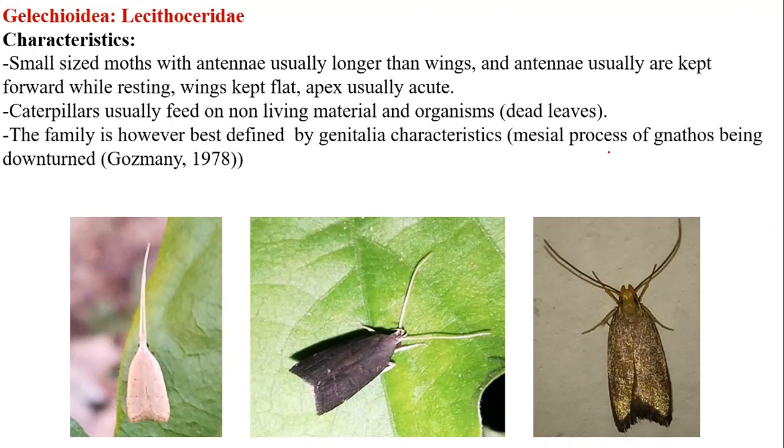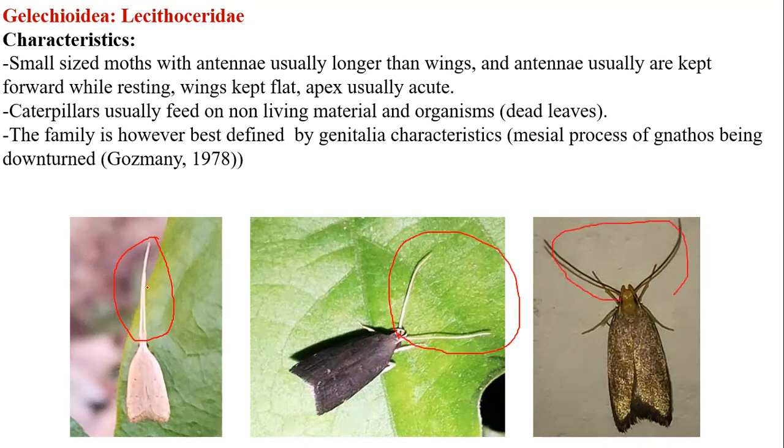The first family, Lecithoceridae. This family can be identified at field level following their resting posture and their antennae characteristics. You are seeing that the small-sized moths usually have antennae which are longer than their wings, and the antennae are usually kept forward. You are seeing here that they are keeping their antennae forward.